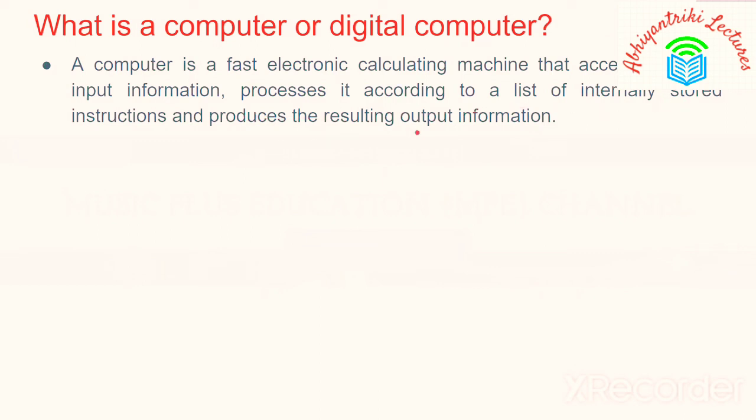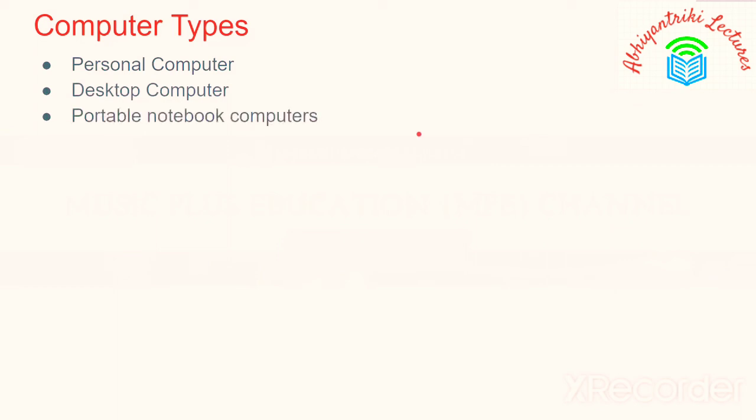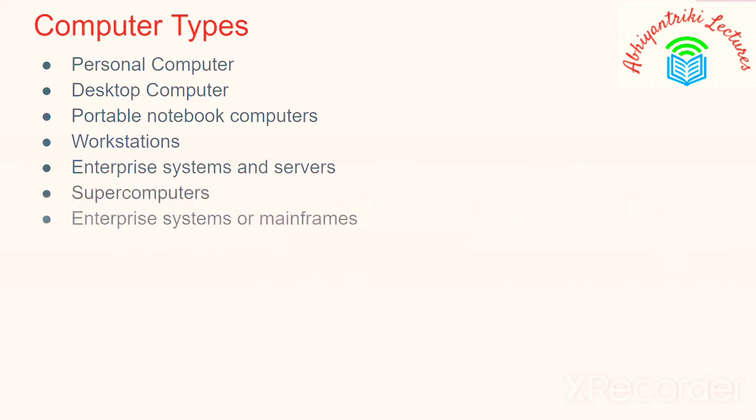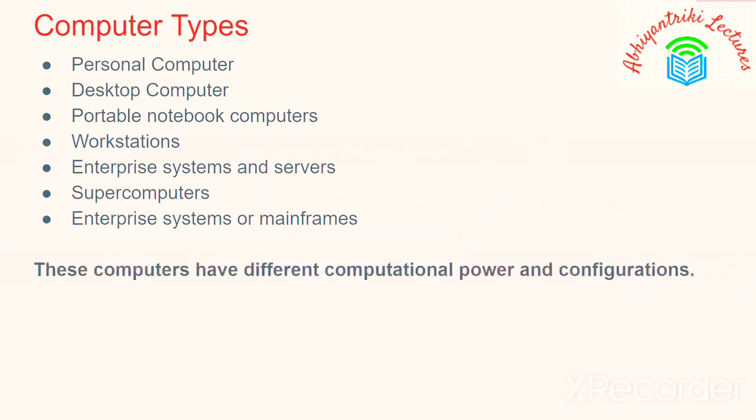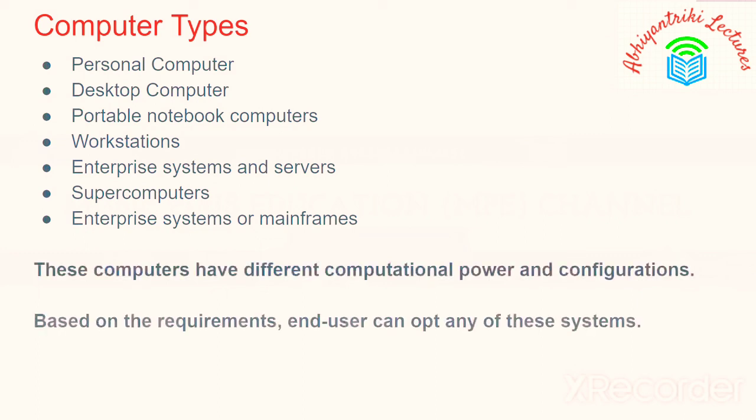And then computer types. What are computer types? Personal computer, desktop computer, portable notebook computers, workstations, enterprise systems and servers, supercomputers, enterprise systems, or mainframes. These computers have different computational power and configurations. Based on the requirement, the end user can opt for any of these systems.